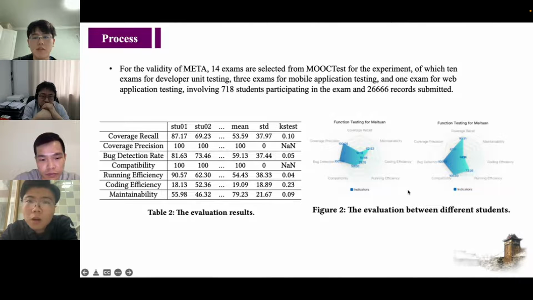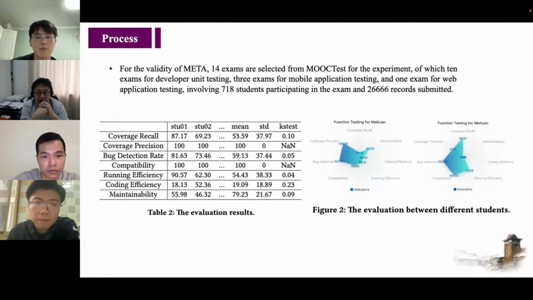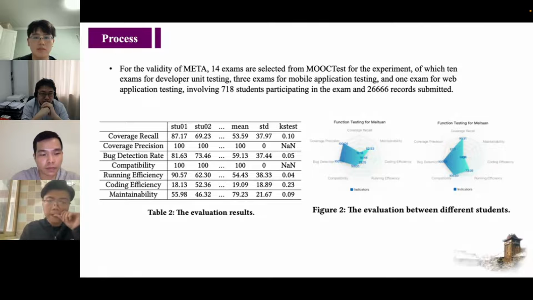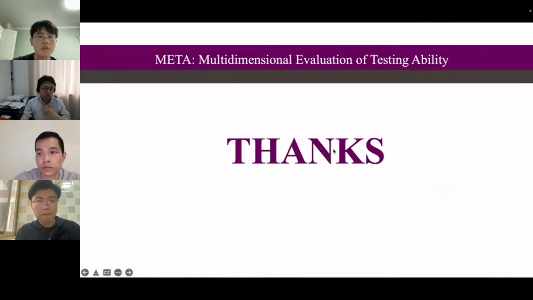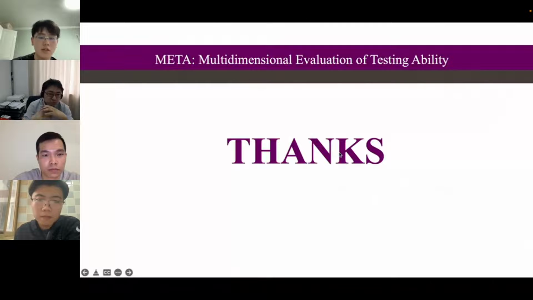From a detailed comparison of the two students, we can see that the ability distribution of the two students is obviously different, which means that from a more comprehensive perspective, the two students have different testing abilities. So in general, we can see that Meta can effectively reflect the performance in all the dimensions regarding testing abilities. That's all for my presentation. And now I have a video about the tool demonstration. Let's see the video.